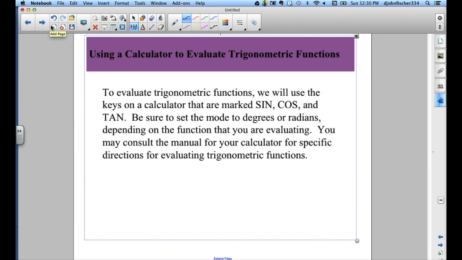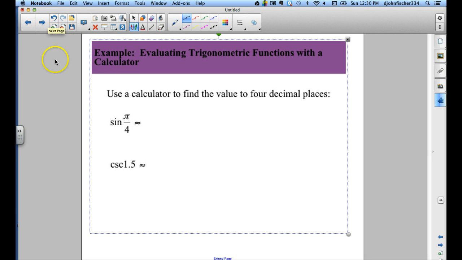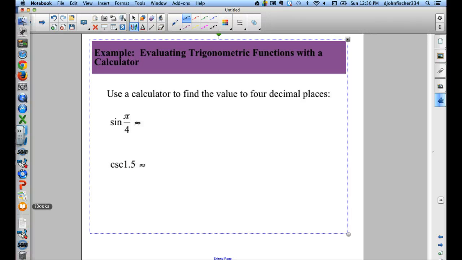Now, to evaluate trig functions, we use the keys on the calculator that are marked sine, cosine, and tangent. Be sure to set the mode to degrees or radians depending on the function that you're evaluating. You may consult your manual for your calculator. Okay, so for example, if I asked you to find sine of pi over 4 on your calculator, I'm going to pull my calculator up here.